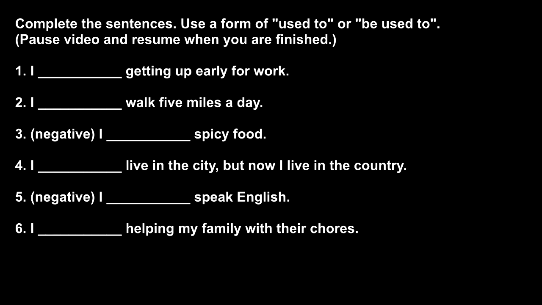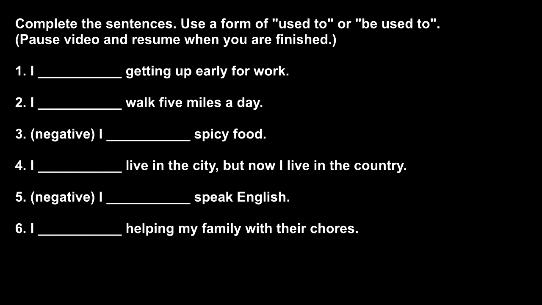Okay, so let's go over the sentences together. Number 1, I am used to getting up early for work. So one of the hints is getting, which is a gerund. So we use a gerund with be used to form. So I am used to getting up early for work. Number 2, I used to walk 5 miles a day.